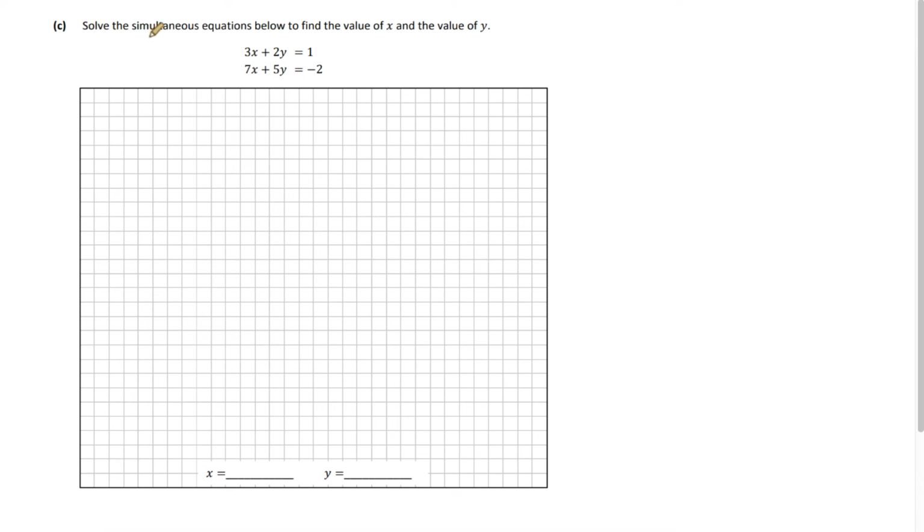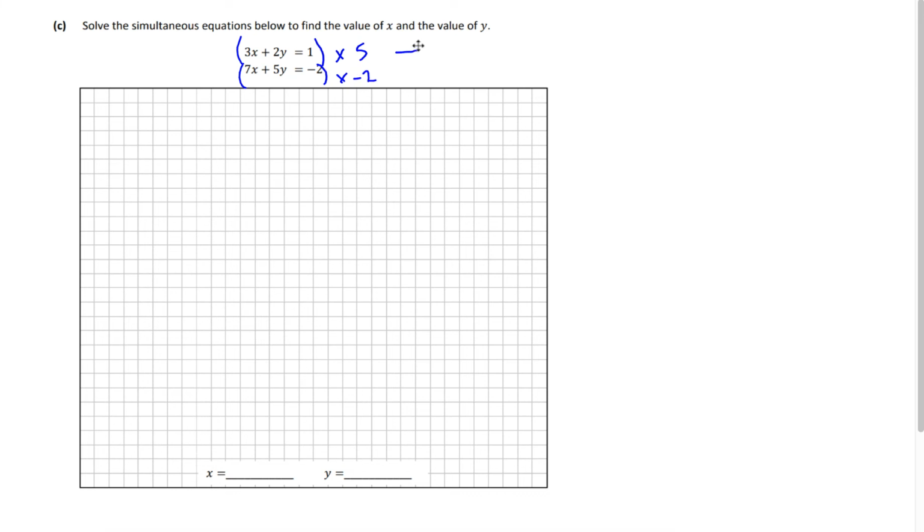Finally, part C, solve the simultaneous equations below to find the value of x and the value of y. So it's a simultaneous equation. What we like to do is have either the number of x's the same or the number of y's the same. So I'm going to make the y's the same. I'm going to multiply that top line by 5, and then that bottom line, multiply that by minus 2.